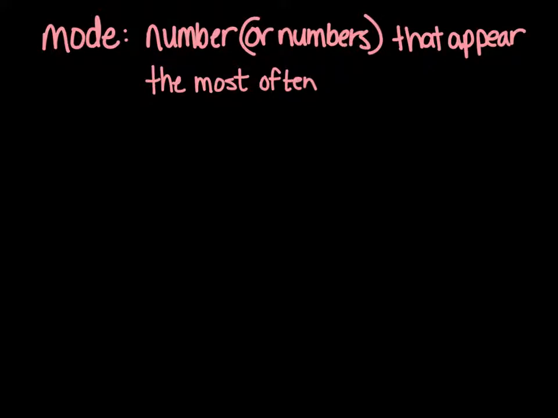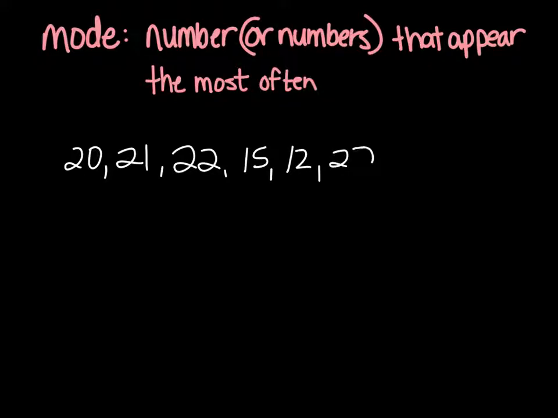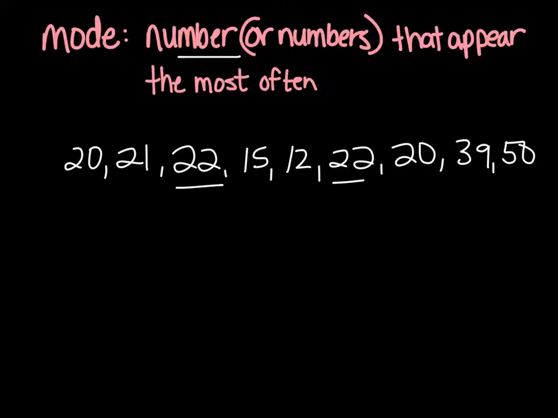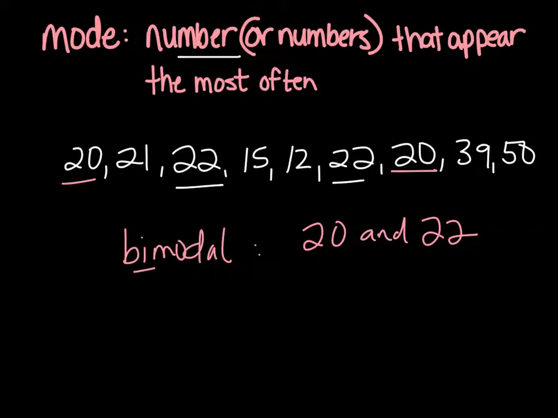Another measure of central tendency that you might see is the mode. So if I have, I'm just going to write out some numbers here. We've got 20, 21, 22, 15, 12, 22, 20, 39, 50. All right, so I've got a string of numbers here. When I'm looking for the mode, I'm just looking for the number or sometimes numbers that appear the most often. All right, in this data set, I'm kind of skimming here, and I see that 22 shows up 2 times, and I also see that the number 20 shows up 2 times. Everything else just appears once. So this set of data is bimodal, meaning it has 2 modes. And so the modes are 20 and 22, because those appear more often than anything else.